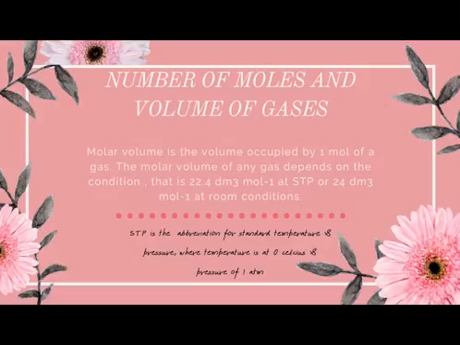The molar volume of any gas depends on the condition, that is 22.4 dm^3 mol^-1 at STP or 24 dm^3 mol^-1 at room conditions. This means at STP, 1 mole of neon gas occupies 22.4 dm^3, and 1 mole of nitrogen dioxide gas occupies 22.4 dm^3. While at room conditions, 1 mole of neon gas occupies 24 dm^3 and 1 mole of nitrogen dioxide gas occupies 24 dm^3.